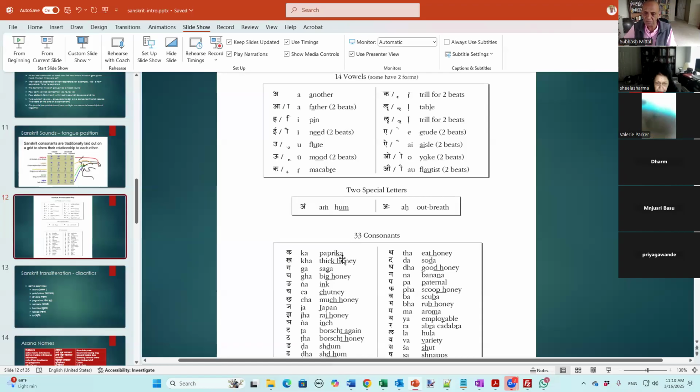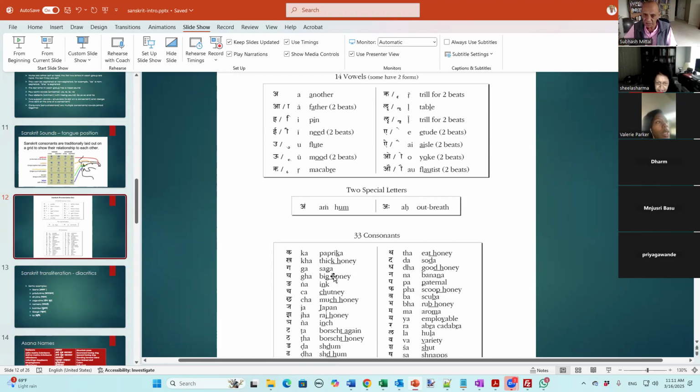Ka is like in paprika, right? That's a softer sound, paprika. Then ka is like in thick honey. There's no way to make the sound identical in English. There are no such sounds, not even a close approximation, but you can think of it this way: thick honey, honey. So that's the ka sound.